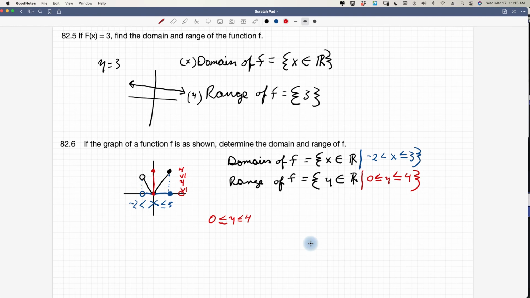All we used was our eyeballs, right, to figure out the domain and the range. We did not have a formula or an equation. So that's how you can use graphing to determine the domain and range of f. You can just look at it and see where it goes. All right, so let's clear this and let's do 82.7.